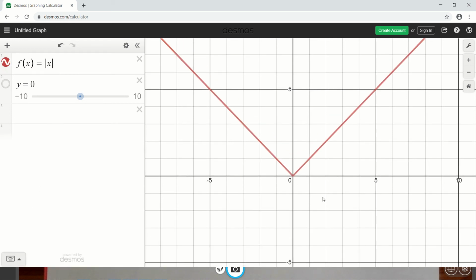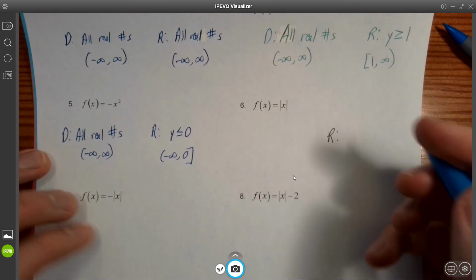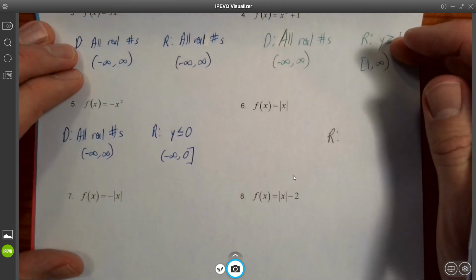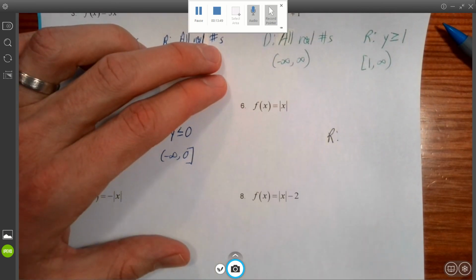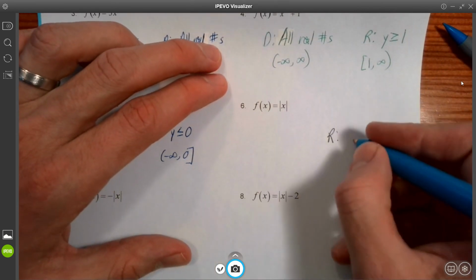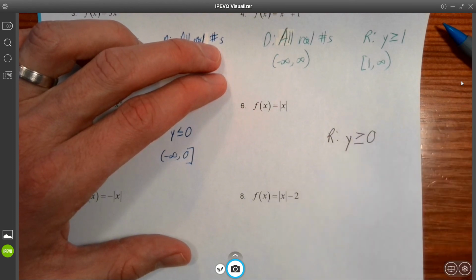Basically, it makes things positive, which means all my outputs will be positive. Every output's going to be positive or 0. So when I'm looking at my range, I'm jumping ahead to range on this one, my range is going to be every y value that's positive, because absolute value makes things positive. So all my y's are going to be everything greater than 0, or it could be 0 itself. If I plugged in a 0, I'd just get 0, right?